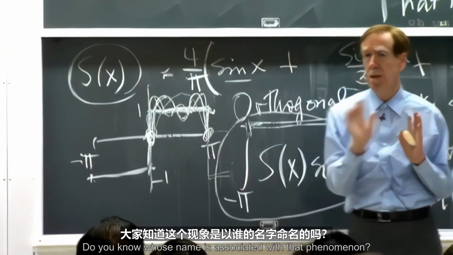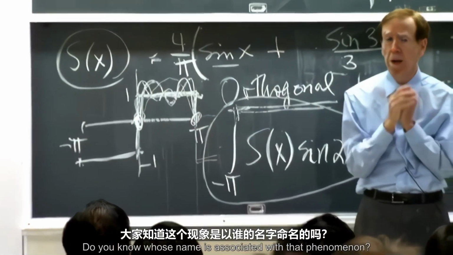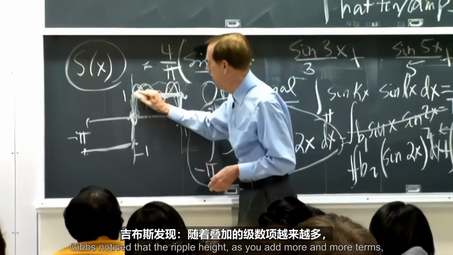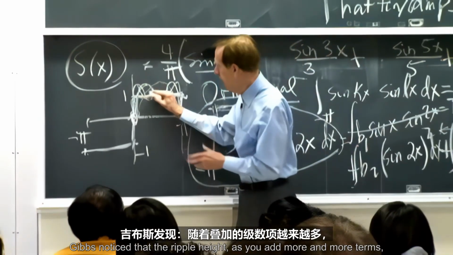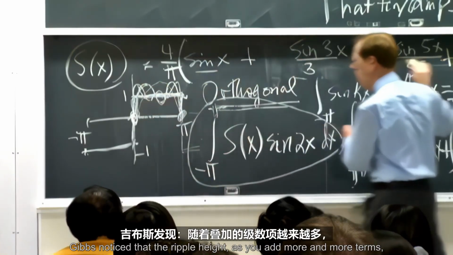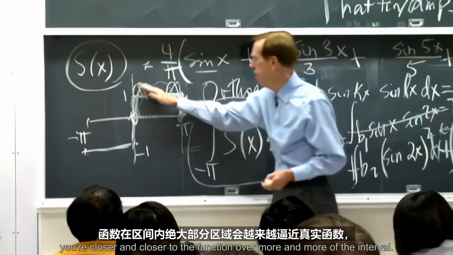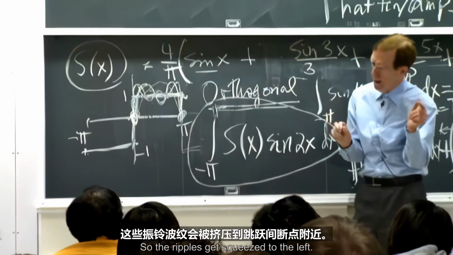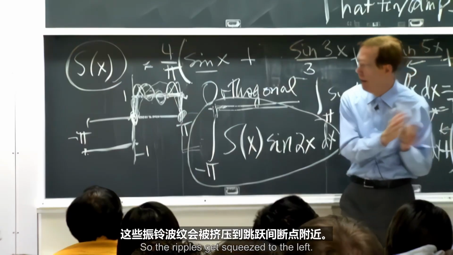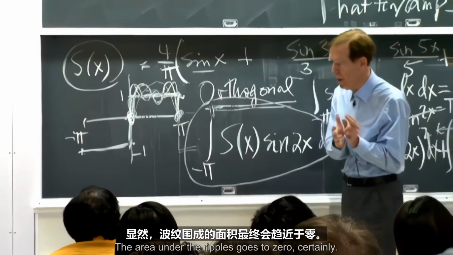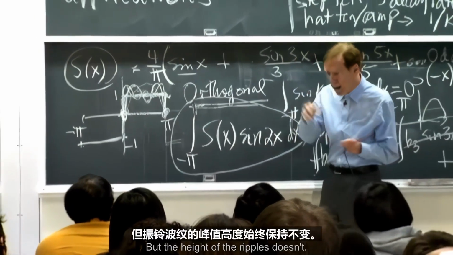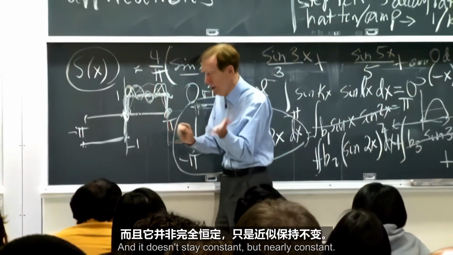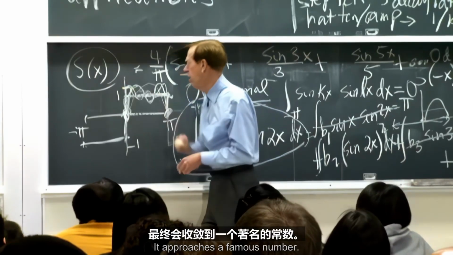Do you know whose name is associated with that phenomenon? Gibbs. Gibbs noticed that as you add more and more terms, you're closer and closer to the function over more and more of the interval. But the ripples get squeezed to the left. The area under the ripples goes to 0, certainly. But the height of the ripples doesn't. It doesn't stay constant, but nearly constant. It approaches a famous number.